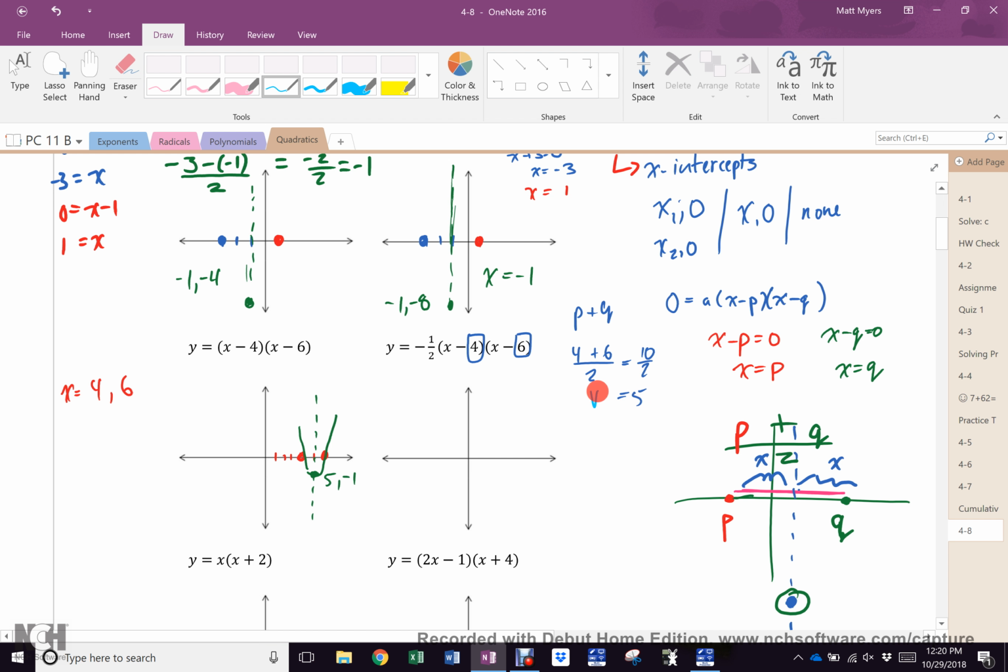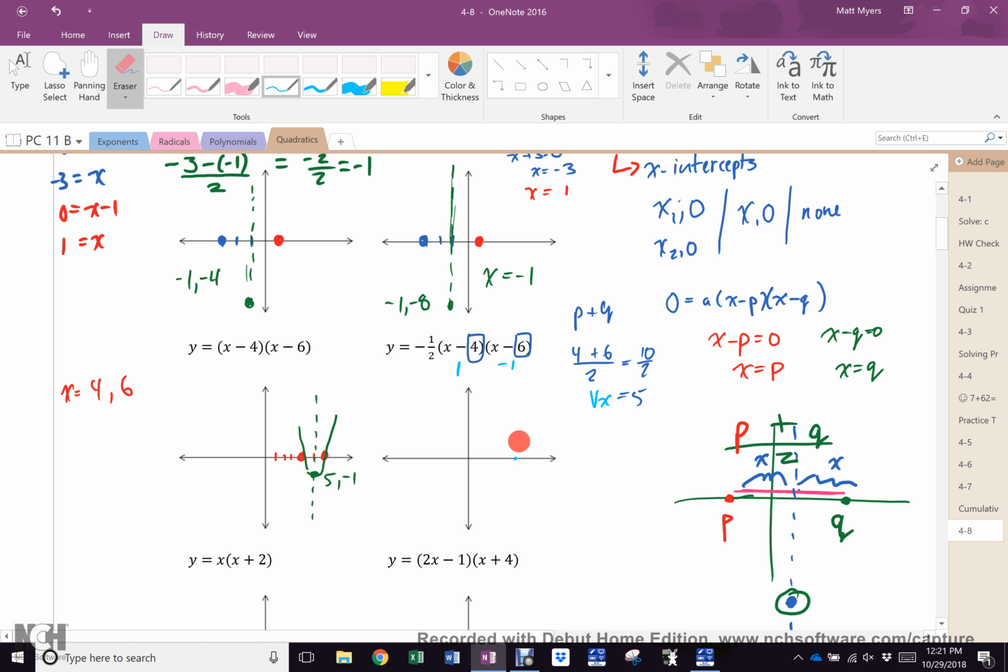That's an X. So what can I do everywhere I see an X now? Put in 5. So what is 5 minus 4? 1. What is 5 minus 6? Negative 1. What's 1 times negative 1? Negative 1. What's negative 1 times negative 1/2? Positive 1/2. So I know my vertex is at 5, positive 1/2.